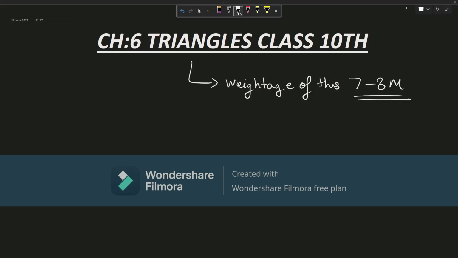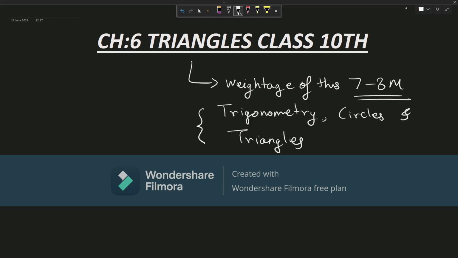First will be trigonometry, circles, and triangles. So these three chapters are actually very important, and most of the questions are asked from these.